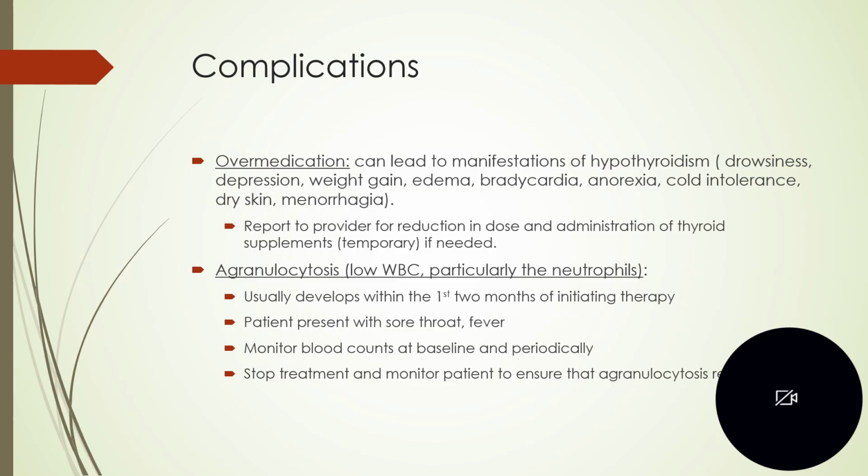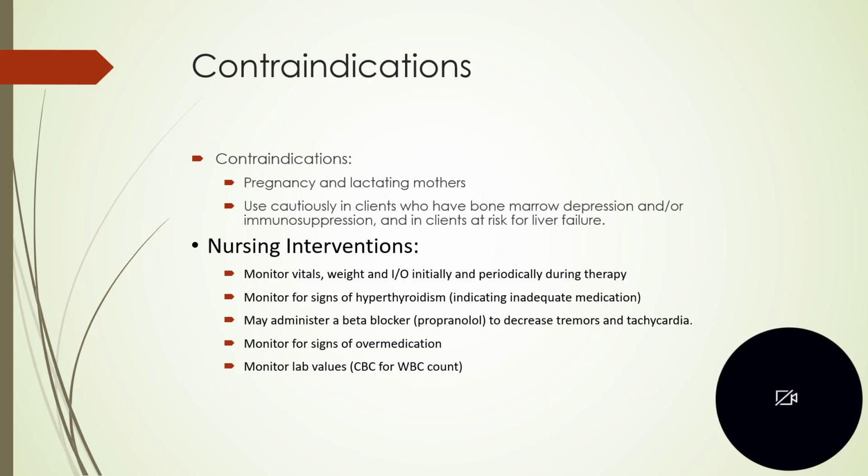So agranulocytosis, we talked about that. Usually that's going to happen within the first couple of months of giving that. If I notice it, then I need to stop the treatment to make sure that that resolves. For the methimazole, I can't give that in pregnancy, or I want to use caution. And with people who have bone marrow depression, immunosuppression, or liver failure, because we said that those are potential complications, right? So if they're already at risk, that's just going to exacerbate the potential for that to harm them.